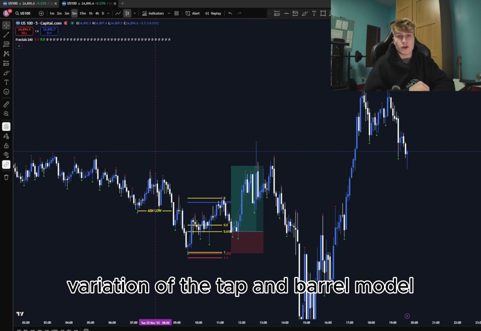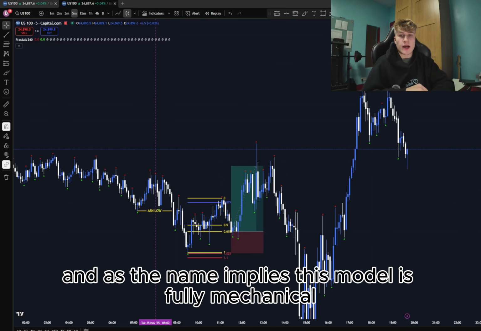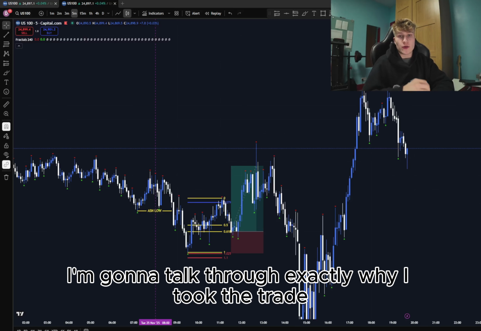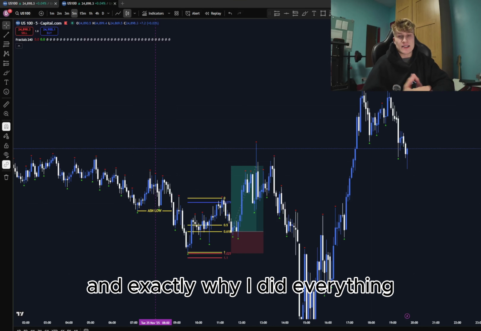Welcome to a quick recap of the trade that I took today on NAS100 using the full Mech variation of the top and barrel model. This made me around 5% on all of my funded accounts that trade the Mech model, and as the name implies, this model is fully mechanical. There is zero discretion at all in this model, and in this video I'm going to talk through exactly why I took the trade, how I got the bias, how I did the entry confluence, and exactly why I did everything.